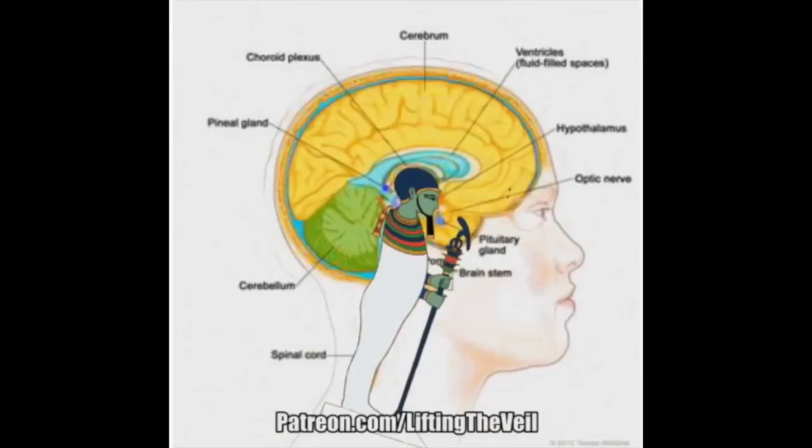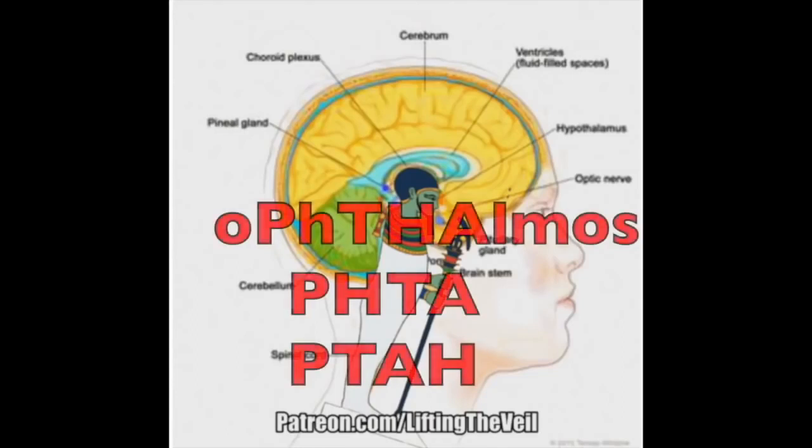This is an excerpt from Antoine Gigol's Crown and the Hero of the Sea. All this is leading us to the rudimentary eye in the human brain. The Pitta linked to the word ophthalmos.